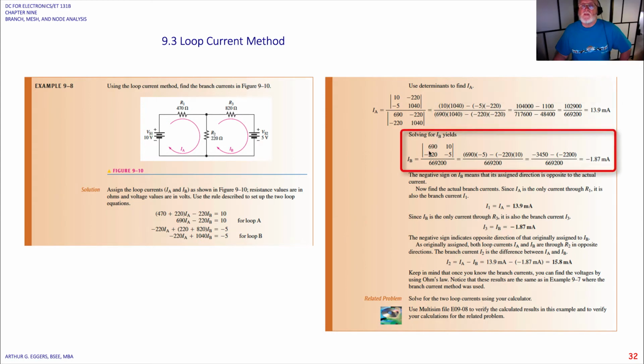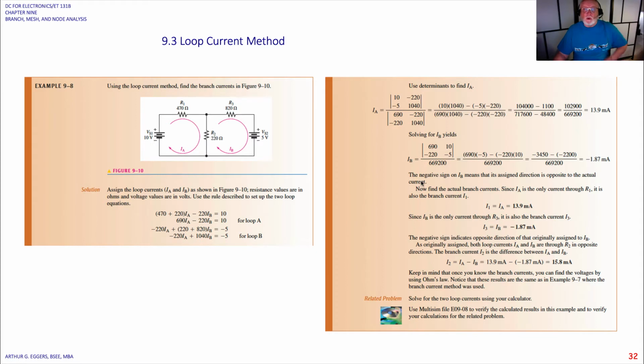We do the same thing for current B. In this case, we use the 690 and minus 220, 10, and minus 5 for our values in the determinant. Those are our voltages. So this times this minus this times this, and we end up with minus 1.87 milliamps. So the negative sign on current B means that the assigned direction is in the opposite direction of the actual current. So they just picked the wrong direction.